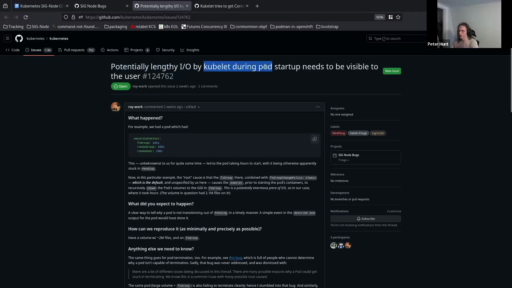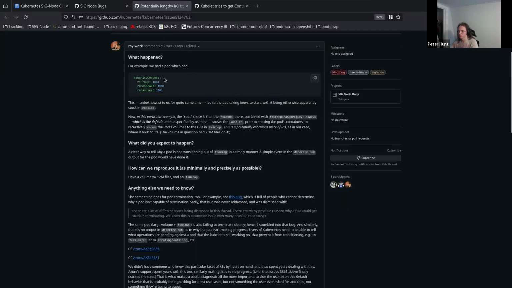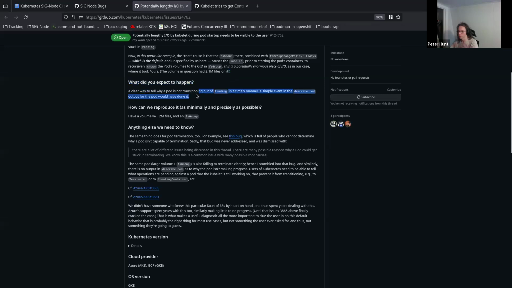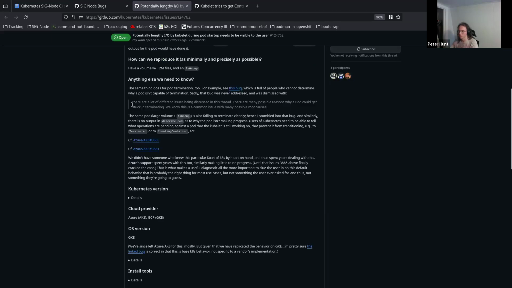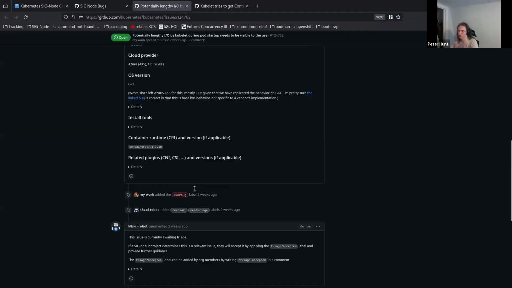Potentially lengthy IO by kubelet during pod startup needs to be visible. Pod, which has that. Oh, we're talking about FS. Yeah, okay, of course it'll be shown. What is that KEP that talks about the recursive chowning? I think it's actually in there.